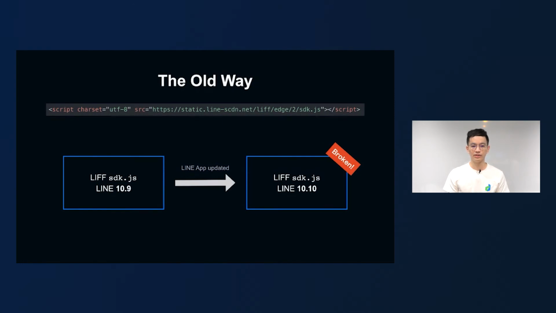So before we released the npm package, we only had the SDK file on our CDN. So if the SDK would be broken in LINE 10.10, what we should do is just update this single file on the CDN. So all users of the LIFF SDK will get updated because they all use this single file, right? So the problem is solved.